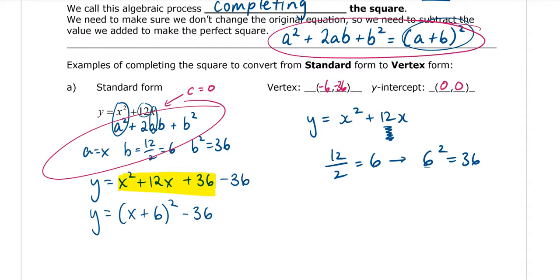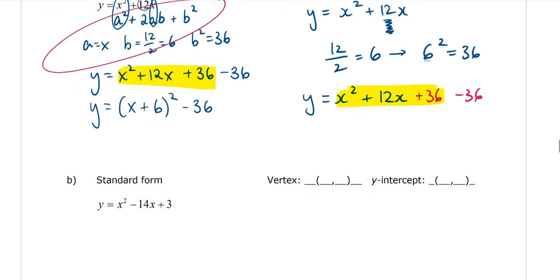Then you take that 36 and you add it and subtract it back into the equation. So if my equation is y equals x squared plus 12x, I'm going to add a 36 and subtract a 36, just because doing that balances it. I don't change the equation at all in terms of its value. What I do, however, is make it so that I now have a perfect square trinomial in the first three terms there.